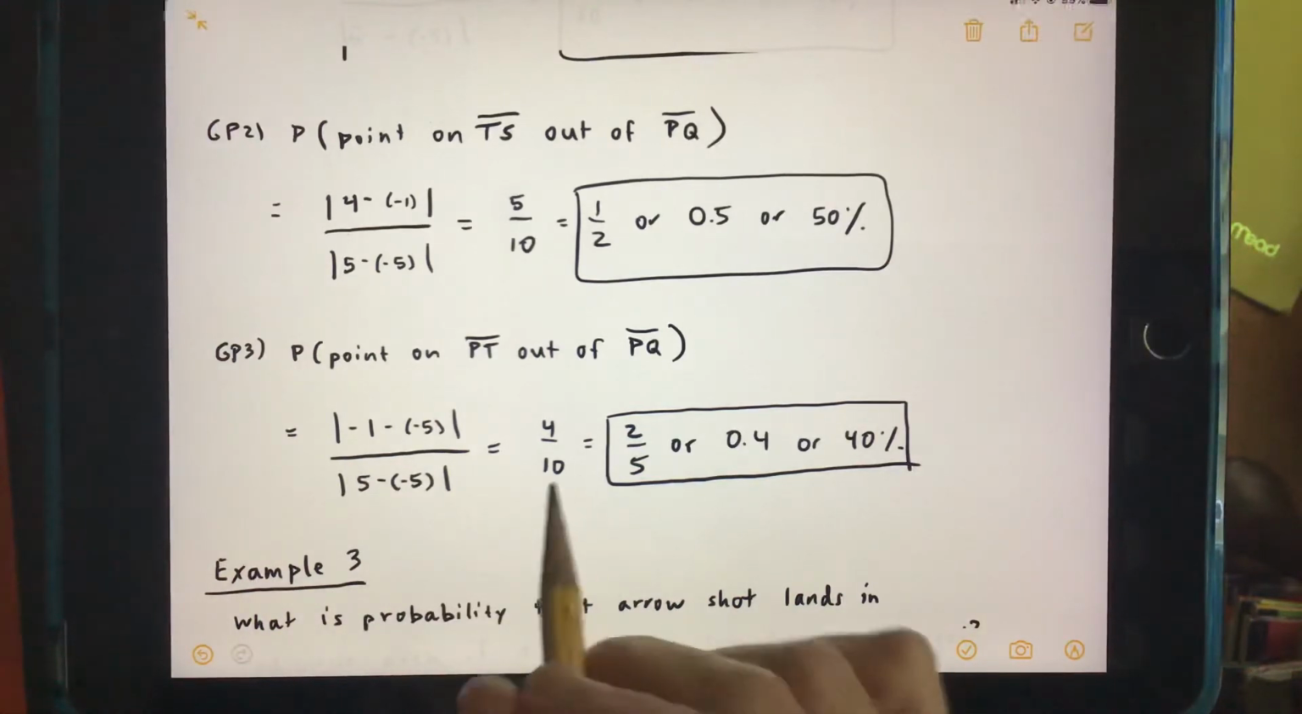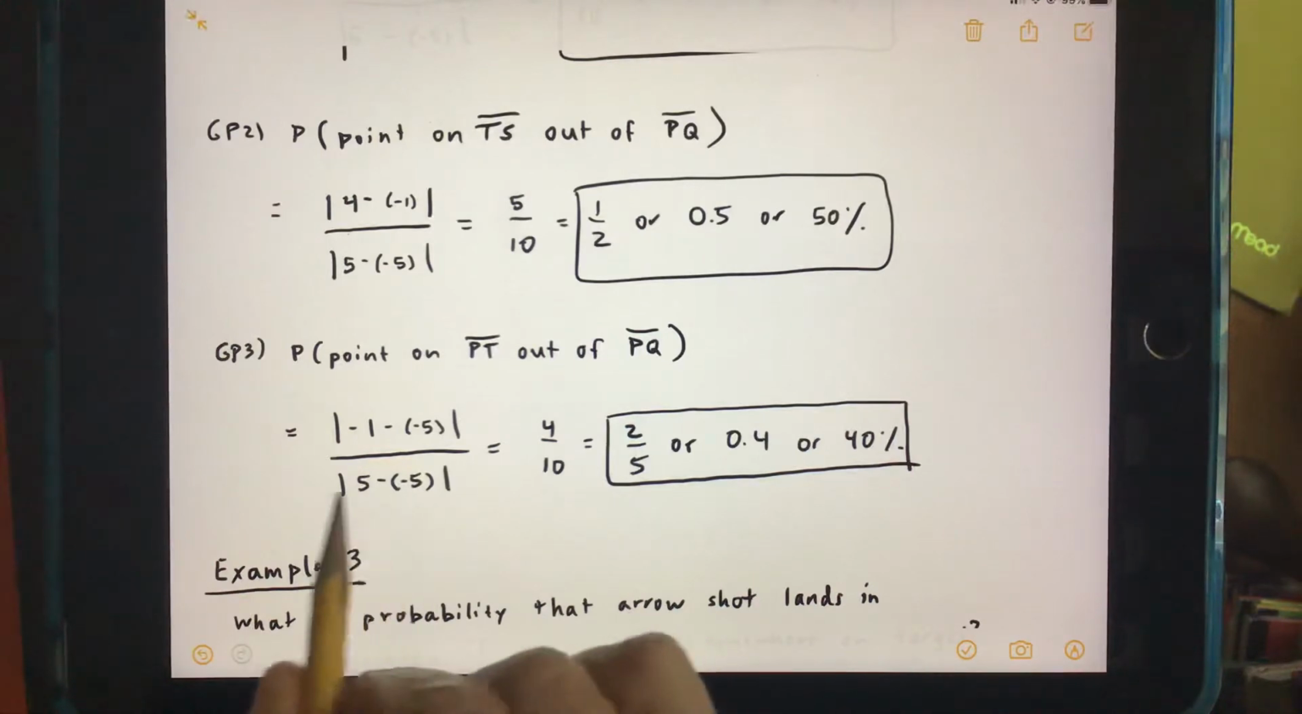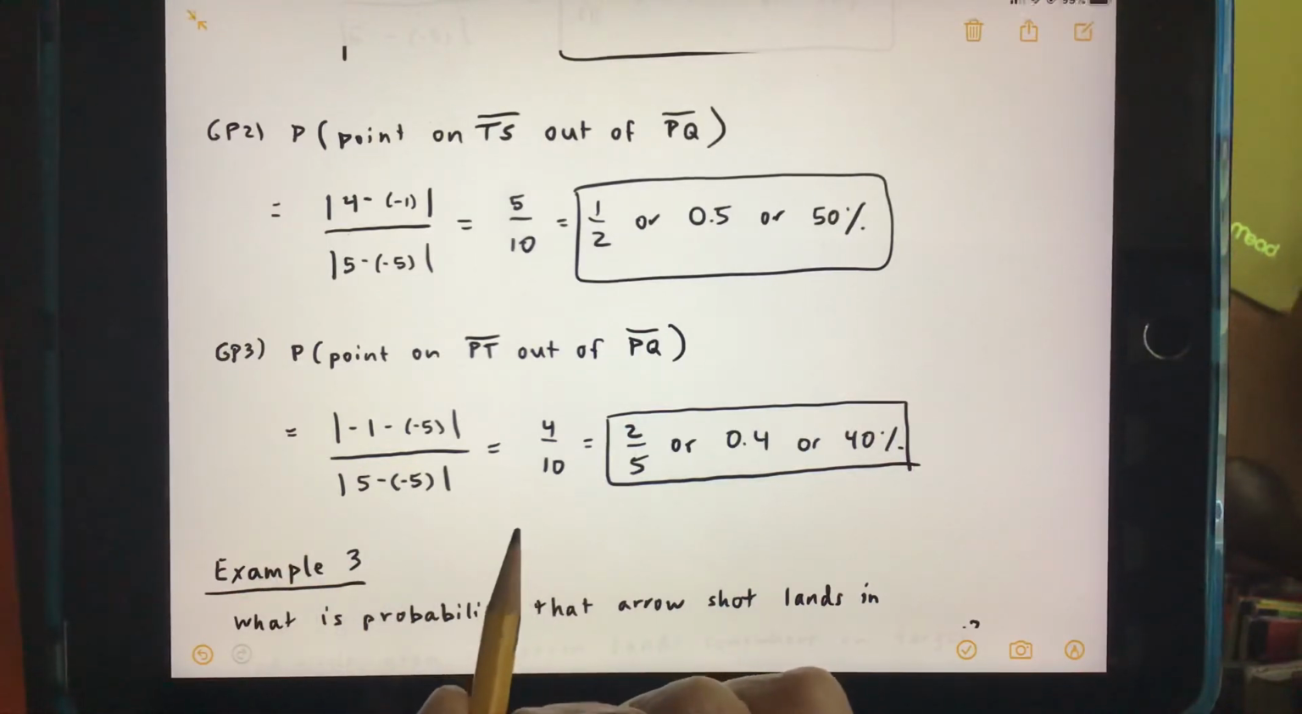Either way, when we take the absolute value, will give us 4, and the total possible outcomes for where that point could land is the same as our other problems, 10, because there are 10 spaces between 5 and -5. So 4 out of 10 would be the probability for picking a point on PT if we are going to be choosing out of any of the points on line segment PQ.